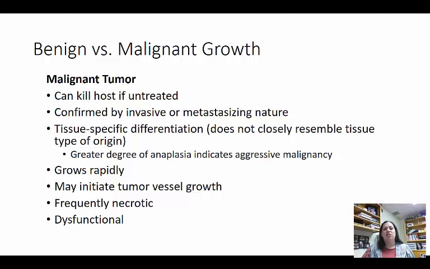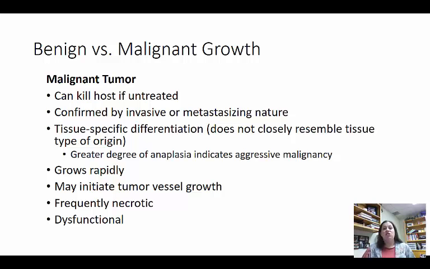Tissue-specific differentiation does not happen, so when we take a biopsy of those cancer cells, they do not resemble the original cell very well. So if they came from the liver, they don't really look like liver cells. The greater degree that they look different, the more aggressive that cancer is considered. We also see that it grows very rapidly. It may initiate tumor vessel growth.